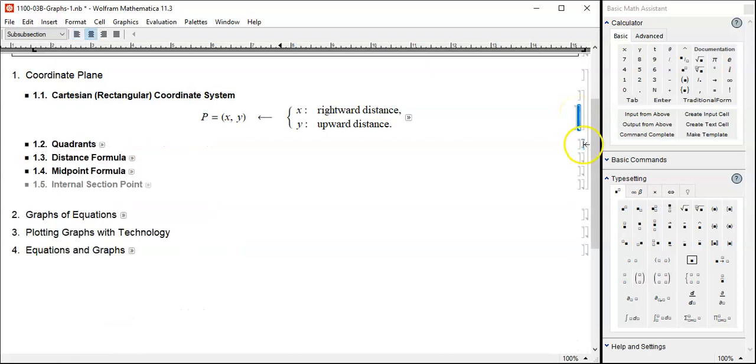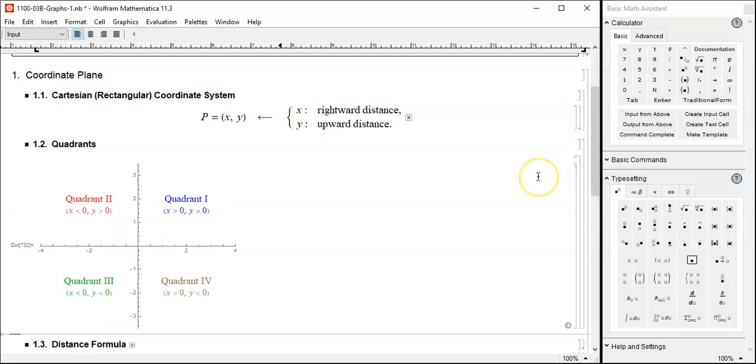Now, another term that you must know is the concept of quadrants. This part is called first quadrant. This quarter is called second quadrant, third quadrant, and fourth quadrant. Here, both x and y are positive. So, positive distance to the right, positive distance up. Consequently, we got this point.